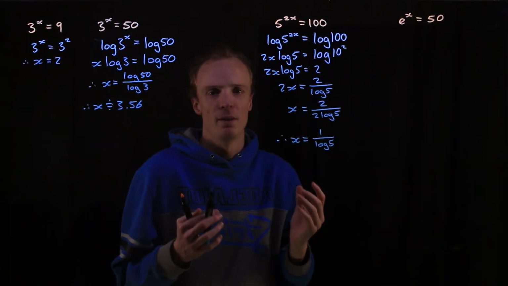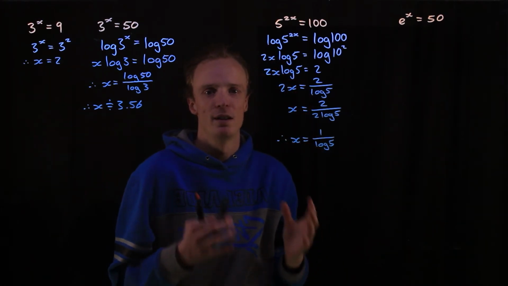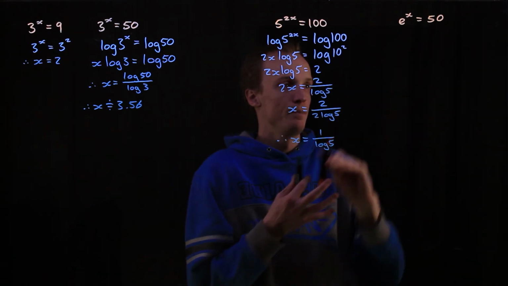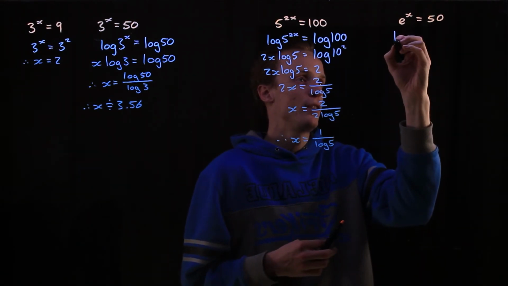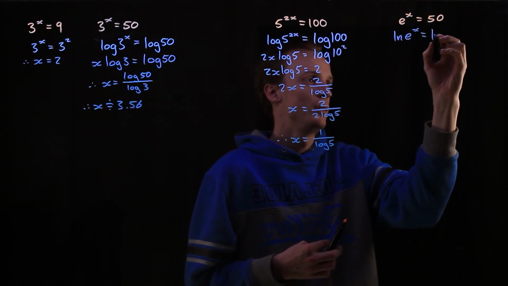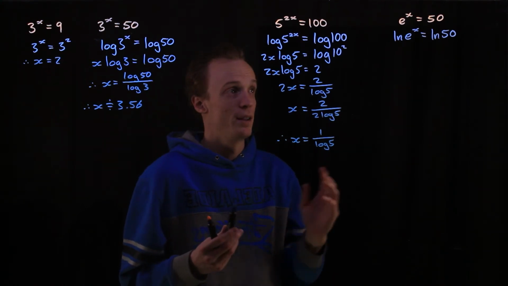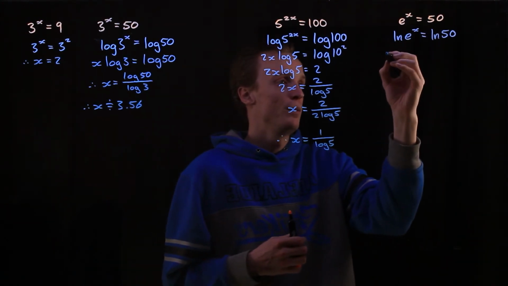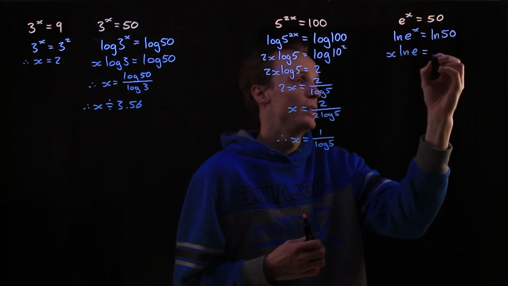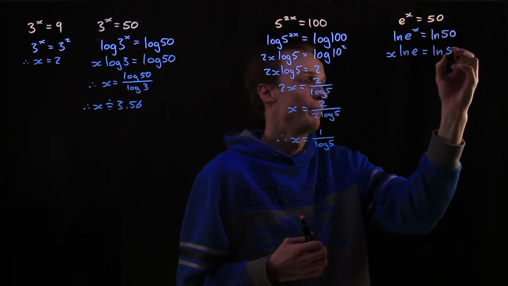Well, we're going to do the same thing as we did before, but instead of taking the log base 10 of both sides, I'm going to take the natural log of both sides. So this is going to be the natural log of e to the power of x is equal to the natural log of 50. And now I can use my log laws like I did before. So this here will be the x natural log of e is equal to the natural log of 50.